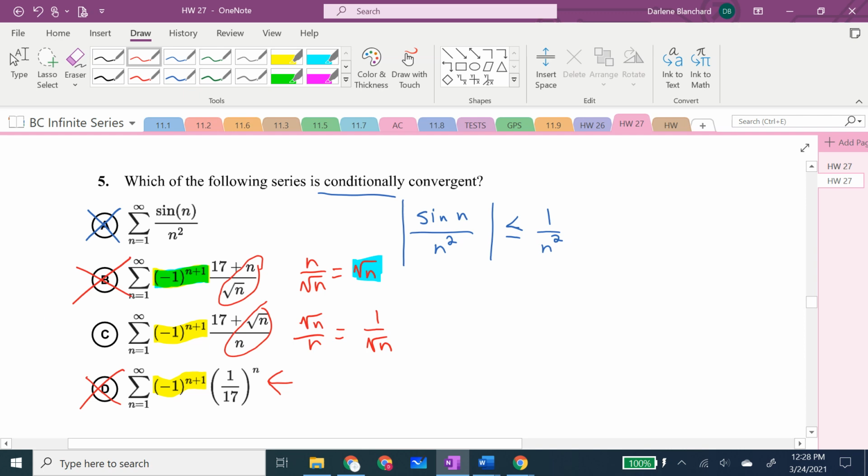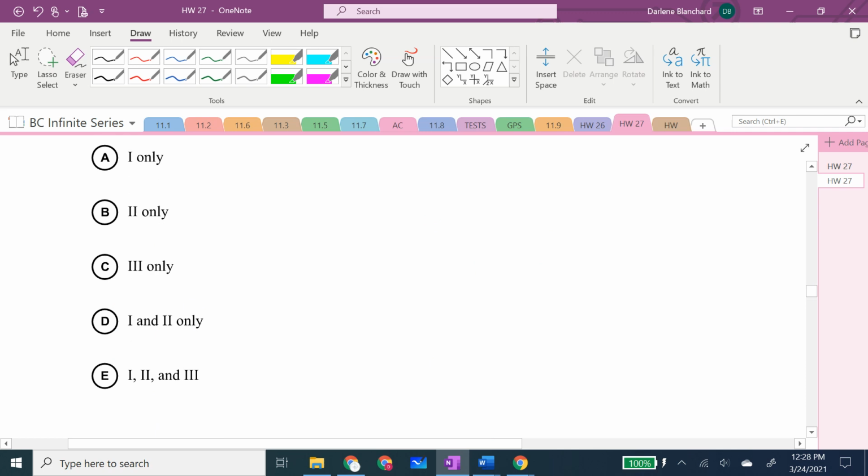And then finally, we look at C. If I absolute value it, I get a p series where p is 1/2, which is a diverging p series. But if I bring the alternating issue in, it will converge with the alternating series test. So we've got a winner for conditionally convergent. I'm going to go back and look at number 3.